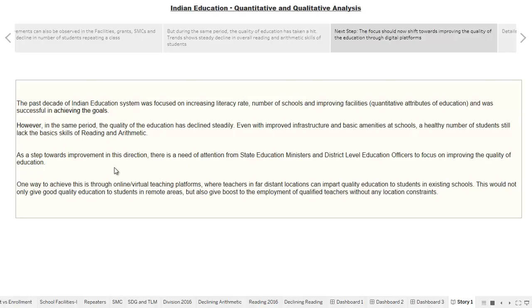As a step towards improvement in this direction, there is a dire need of attention from the state education ministers and the district level education officers to focus on improving the quality of education. One way to achieve this is through online or virtual teaching platforms, where teachers in far or distant locations can impart quality education to the students using their existing infrastructure. This would not only give a good quality education to the students in remote areas, but also give a boost to the employment of qualified teachers who have location constraints or who cannot move to remote locations.